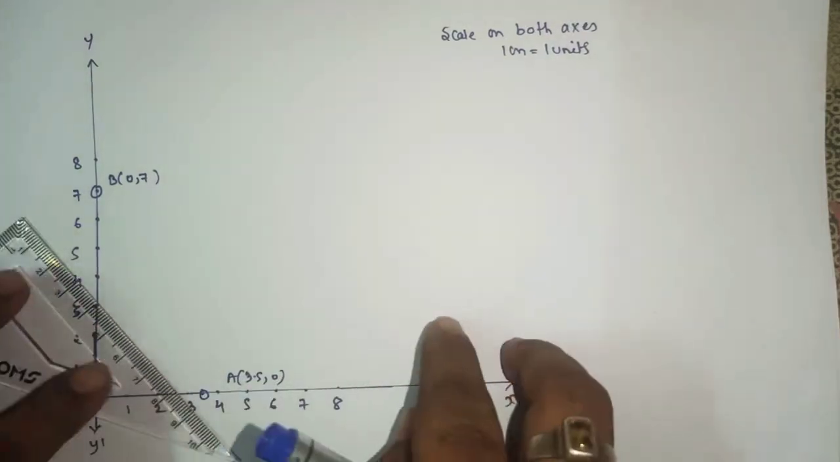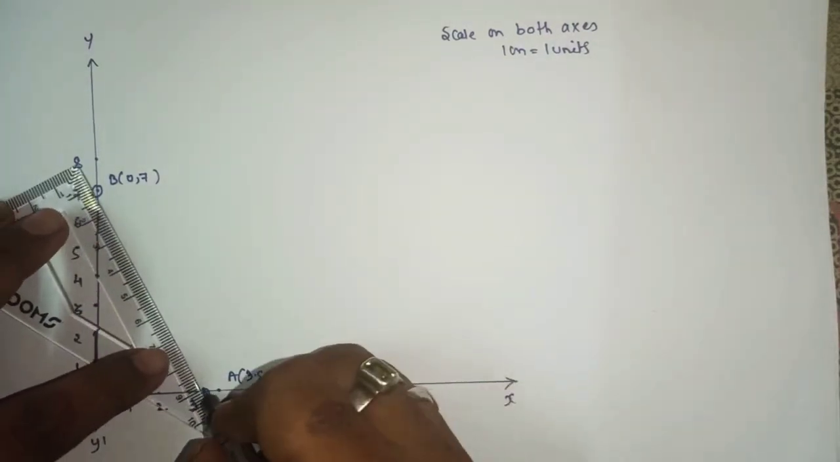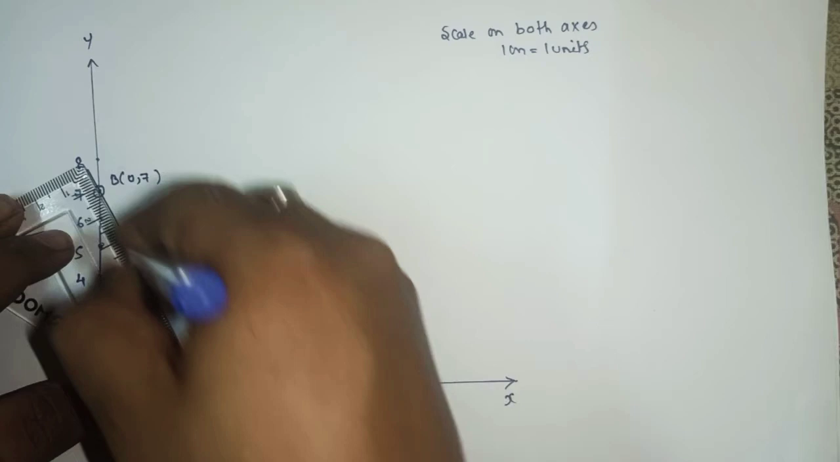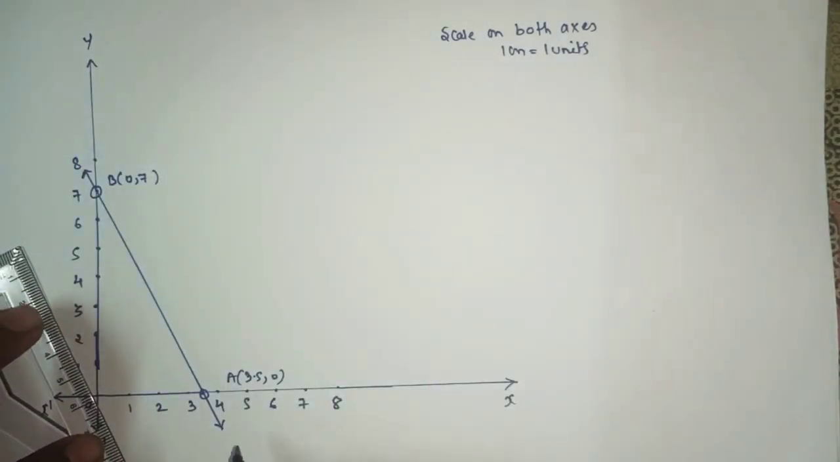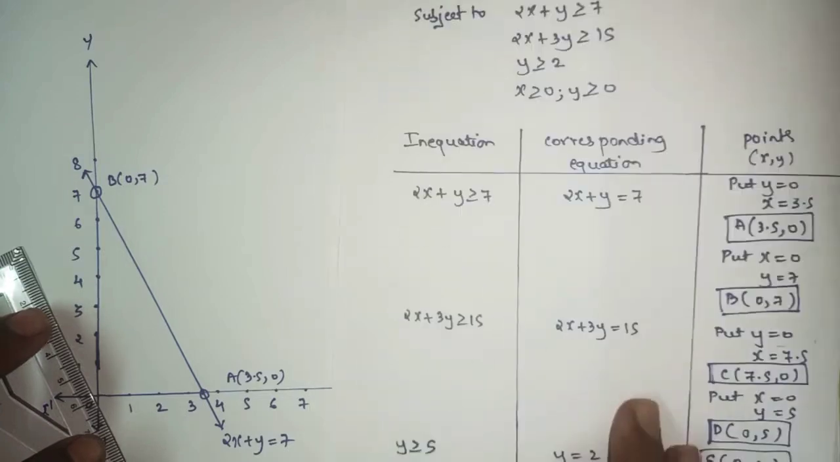We'll join these two points. Okay, so you will write 2x plus y equal to 7. Yes or no? 2x plus y equal to 7. What is the next one?